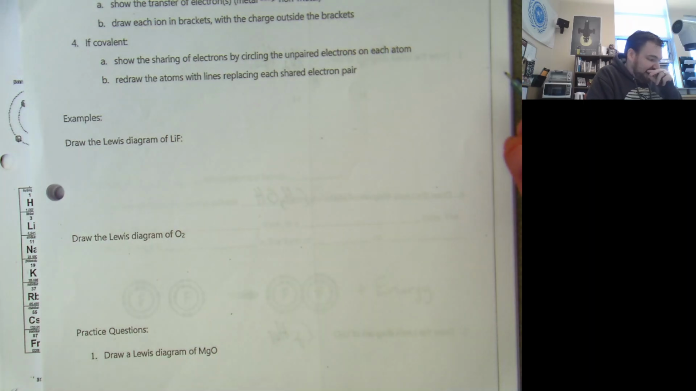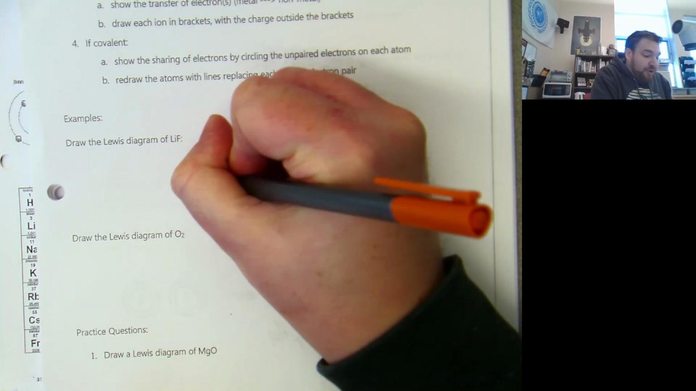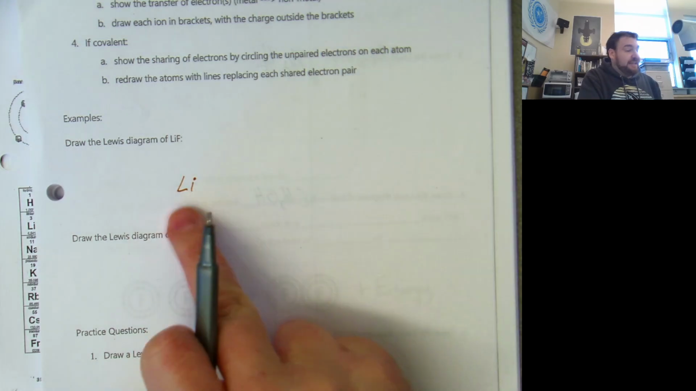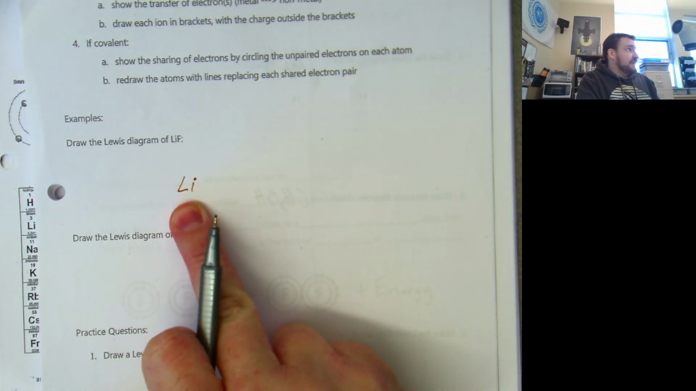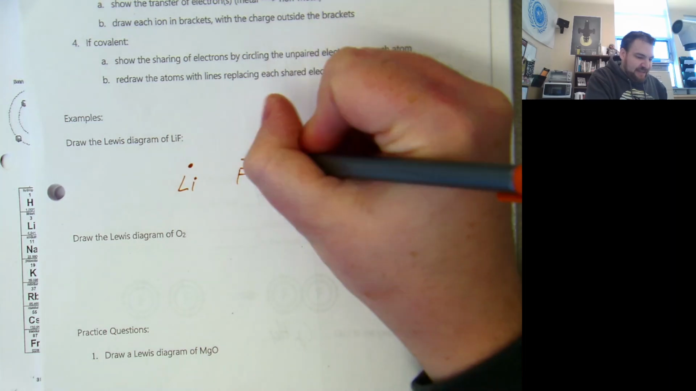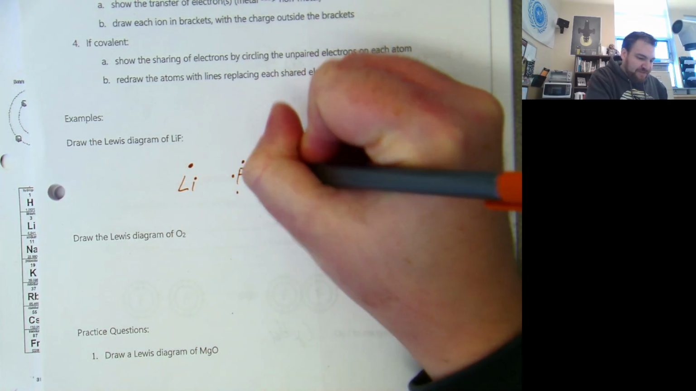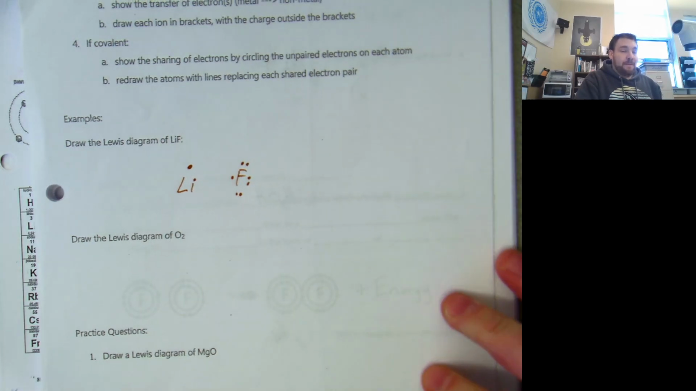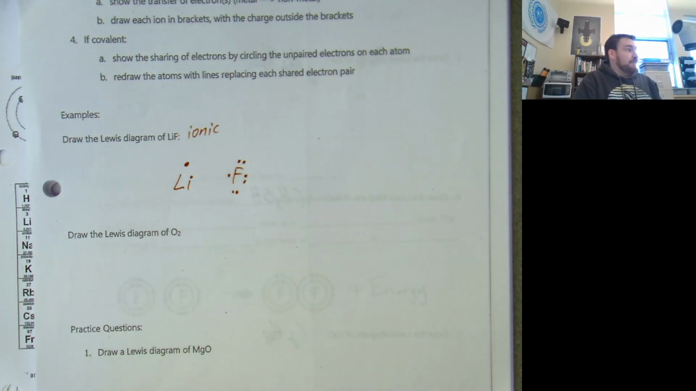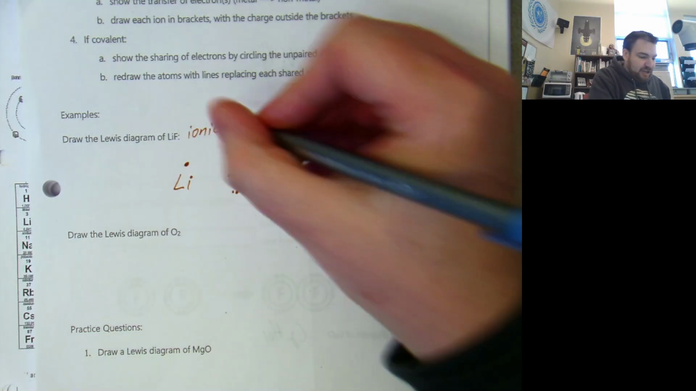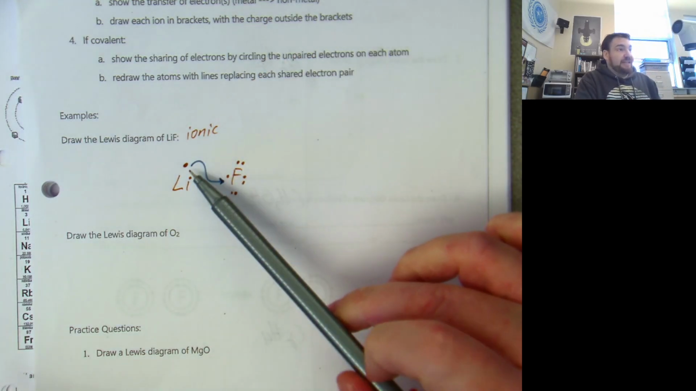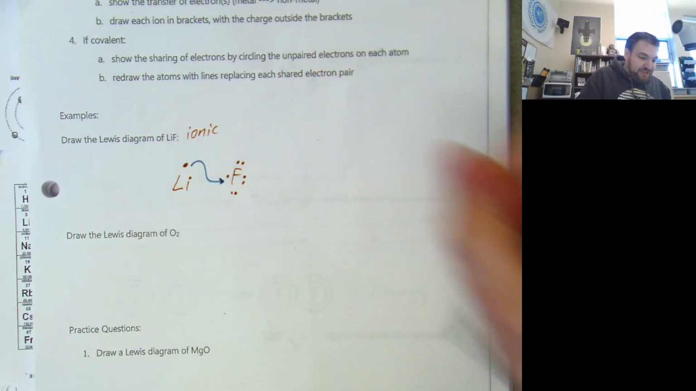If I had lithium fluoride, LiF, a Lewis diagram for lithium, remember, starts with the symbol of the atom and then just the valence electrons. Lithium's in the first column, it gets 1 right there. Fluorine is in the 17th, so it gets 1, 2, 3, 4, 5, 6, 7. This one is ionic. And because it's ionic, the metal is going to give, the non-metal is going to take. So this lone electron that lithium wants to give up is going to join this space right here.